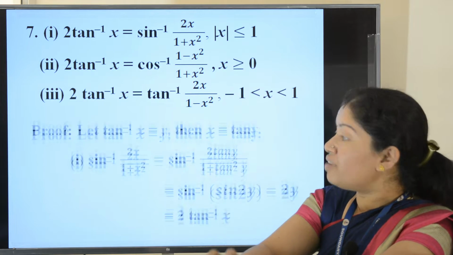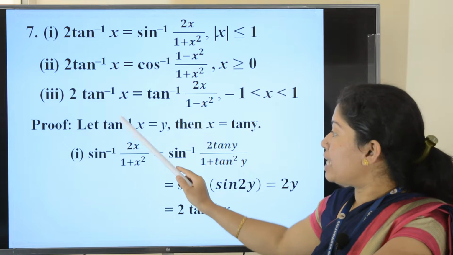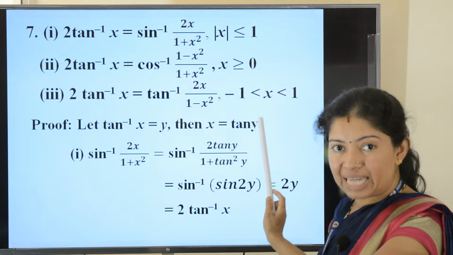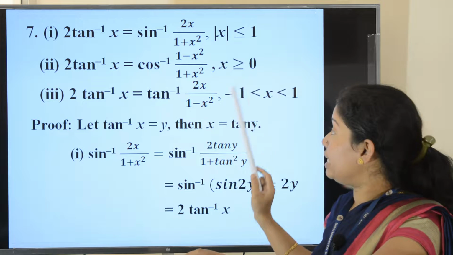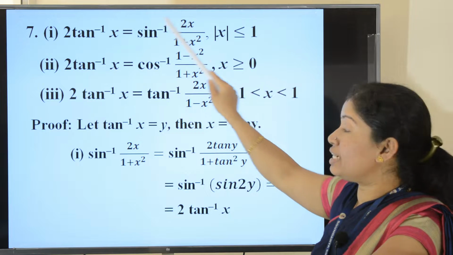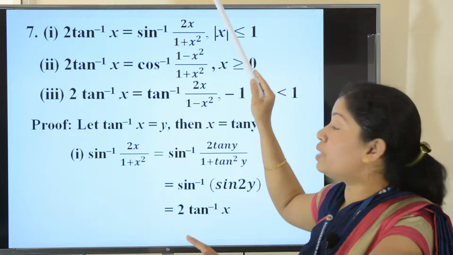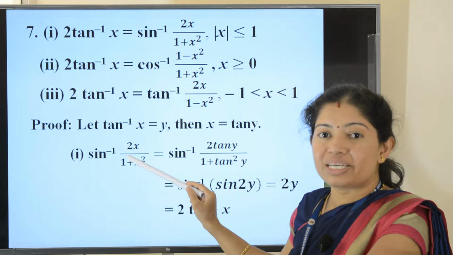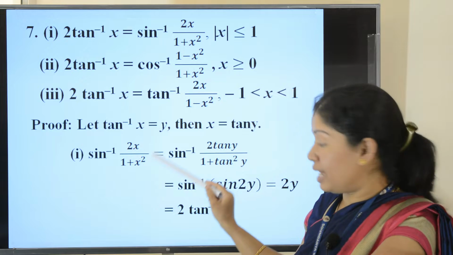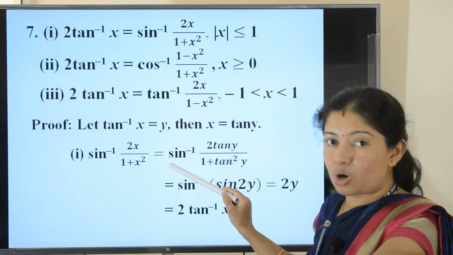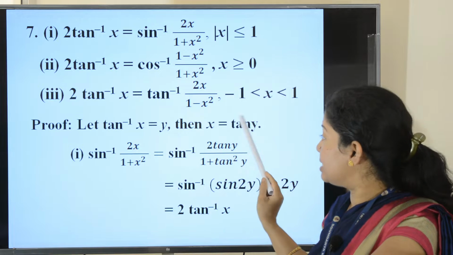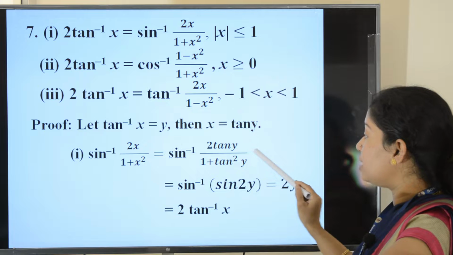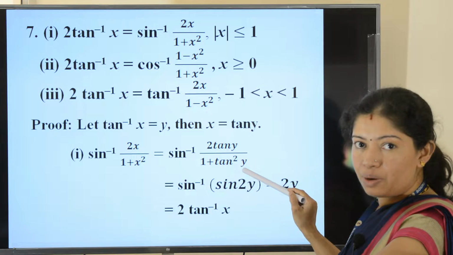So in proof, first we need to consider, students, tan inverse of x is equal to y. Then x will become tan y. Next, you are taking the right hand side of result 1. Let us prove the result 1. So let us take right hand side of result 1, that is sine inverse of 2x divided by 1 plus x square, that is equal to sine inverse of, now you replace x by tan y. So it will become what? 2 tan y divided by 1 plus tan square y.